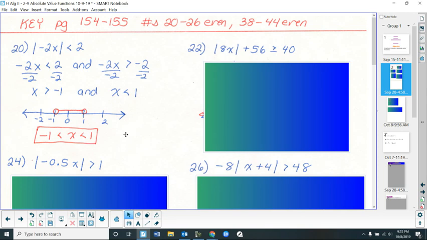Problem number 22. Sorry, I was just grabbing a book here.